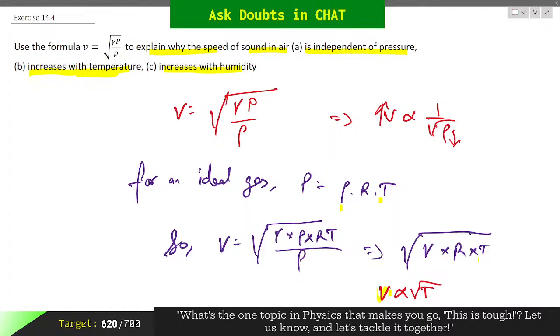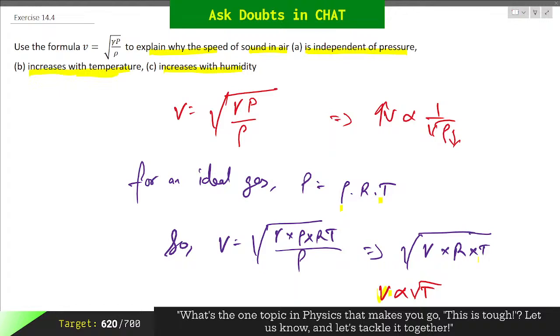So here for an ideal gas we know that pressure is equal to rho RT, and we can substitute it in the place of pressure. So the formula will become under root gamma RT, which is independent of pressure. So the speed of sound in air is independent of pressure, and with temperature it will increase because it is directly proportional to the square root of temperature. So with increase in temperature it will increase with a factor of 1/2.